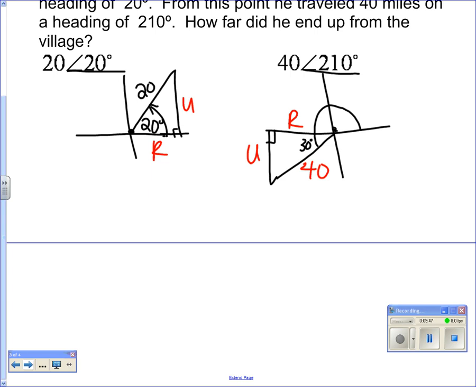All right, any ideas what you would get for your R? Do you agree? Do you agree with those two? Do I need to go over how to get those? Any questions on that part? Okay, see if you can do the R and the U on the second one.